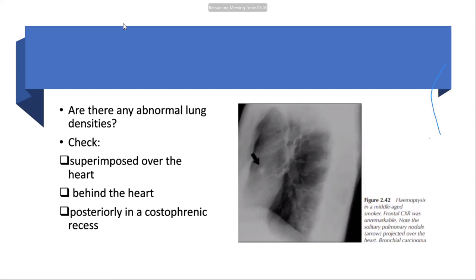Number 5: are there any abnormal lung densities? You have to check superimposed over the heart, behind the heart, or posteriorly in the costophrenic spaces. If it is in the costophrenic spaces, that is most likely due to effusion. Here you can see a shadow which is not visible in the frontal chest X-ray. This patient presented with hemoptysis, a middle-aged smoker. The frontal chest X-ray was unremarkable. Note the solitary pulmonary nodule projected over the heart. It later proved to be a bronchial carcinoma.